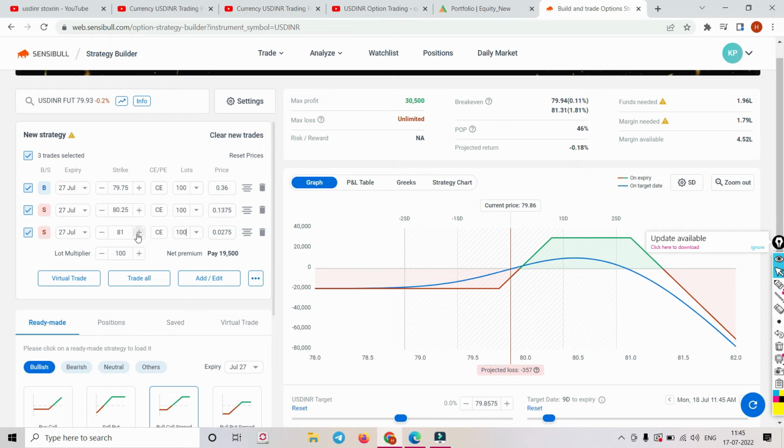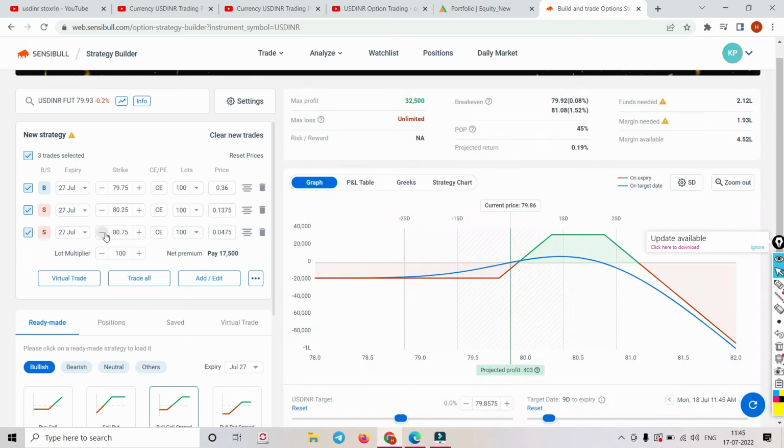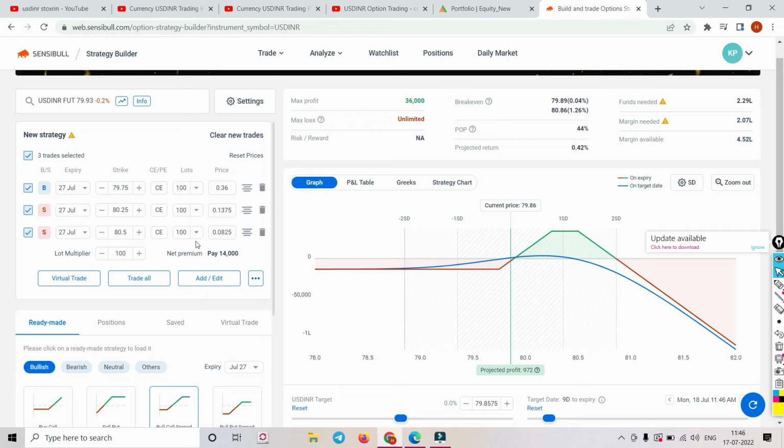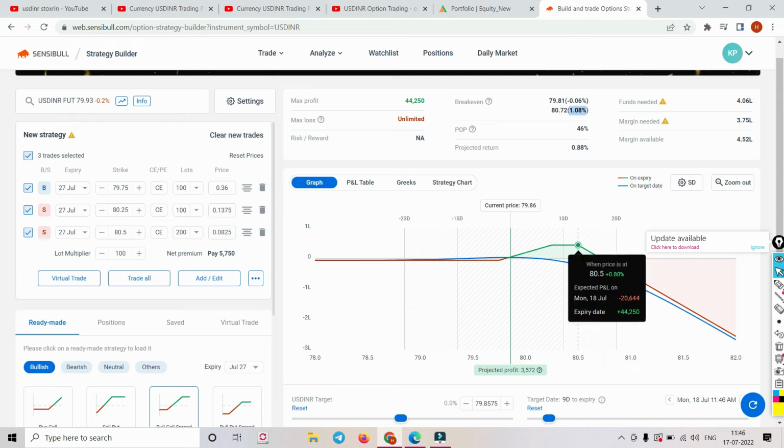And if you go deep OTM, see, if I do this, your loss was reduced from 29,000 to 17,000 and your profit has increased, right? Go one more step down, your loss has increased. Try to increase the profit. This I leave it to you. Now your loss is only 5,750. You have the safety of $1 away. This 1.07 is like $1 away.